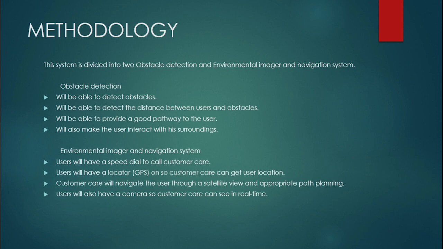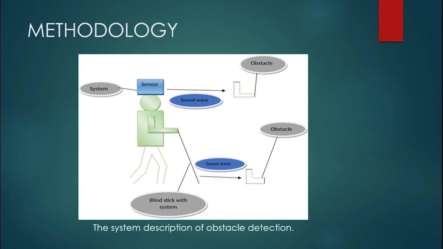So this is the depiction of the obstacle detection. We can see here the main system comprises of a sensor. The sensor sends a sound wave to the obstacle to detect the obstacle. And this is the walking stick. And you can see the sensor is on the walking stick, sending the sound wave to the obstacle to detect the obstacle.